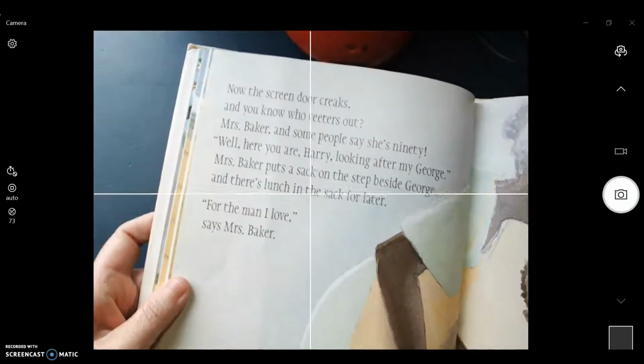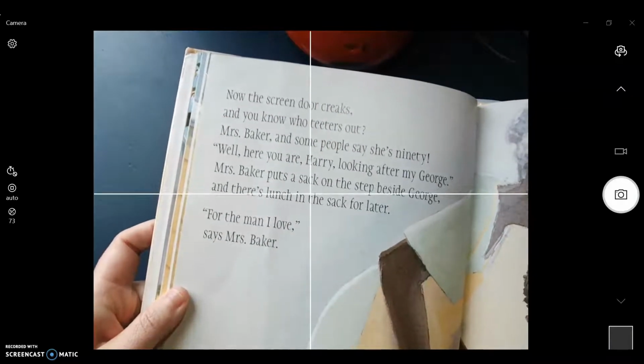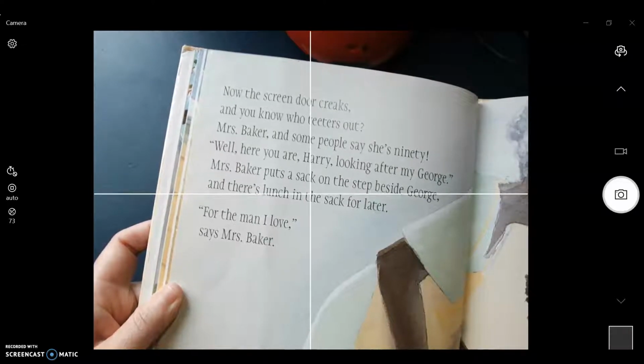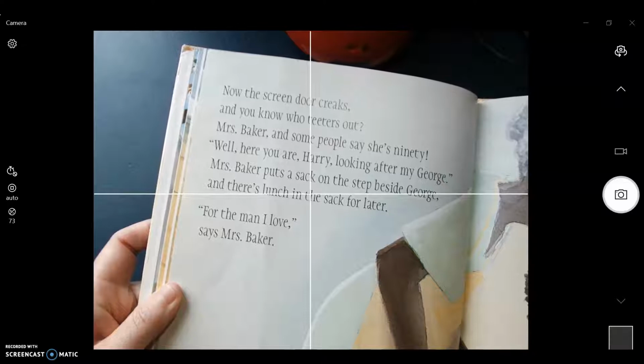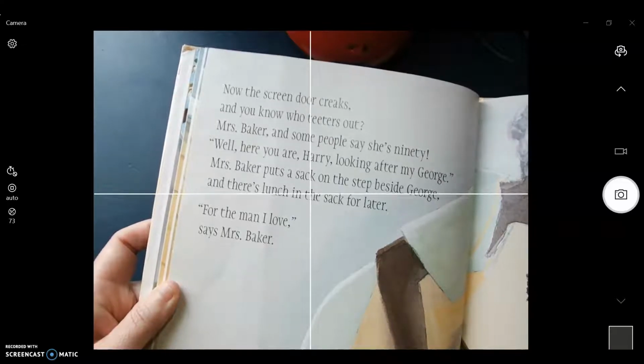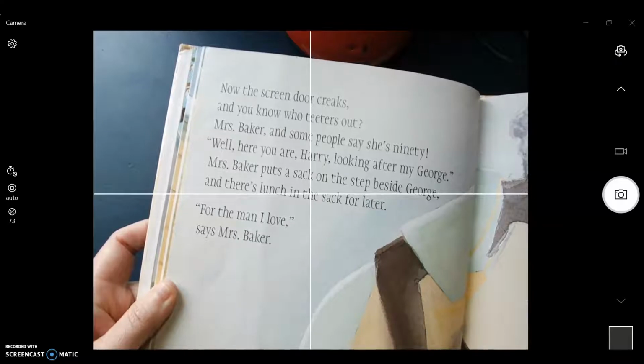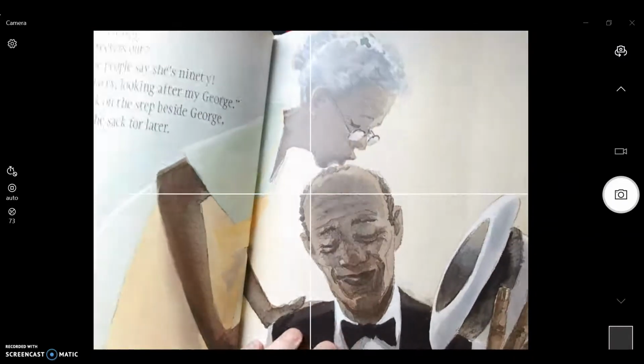Now the screen door opens, creaks, and you know who teeters out? Miss Baker, and some people say she's 90. Well, here you are, Harry, looking after my George. Miss Baker puts a sack on the step beside George, and there's lunch in the sack for later. For the man I love, says Miss Baker. Here they are.